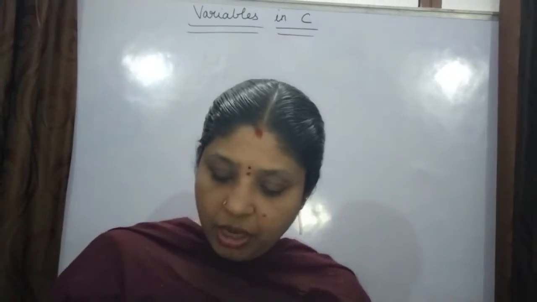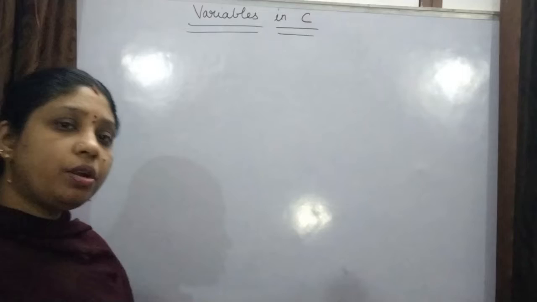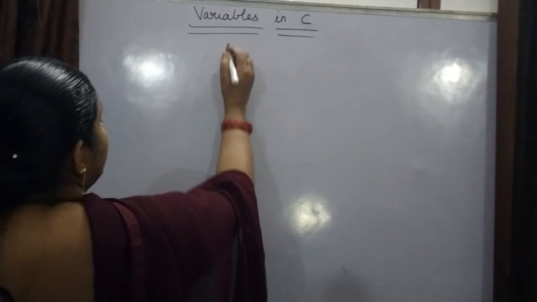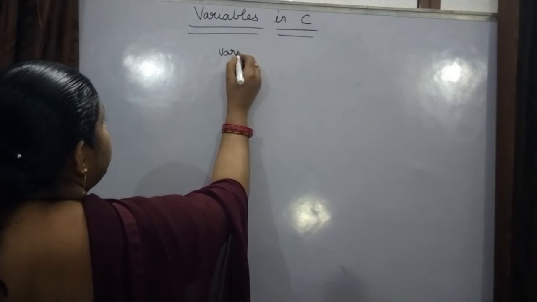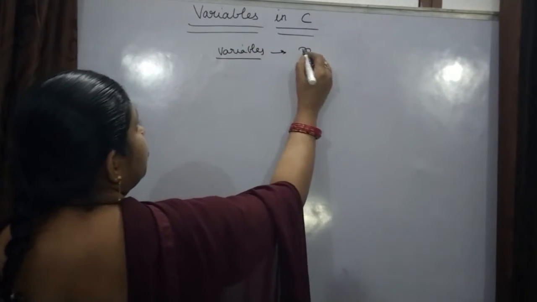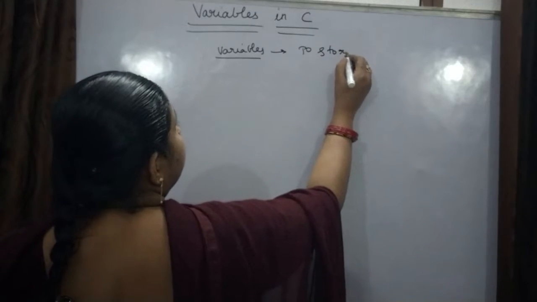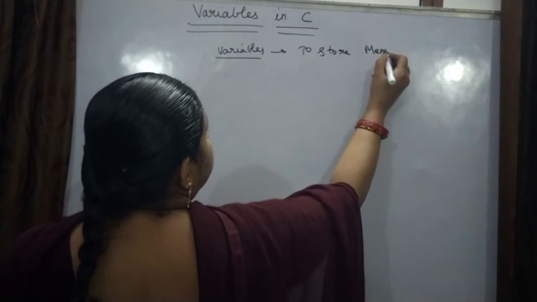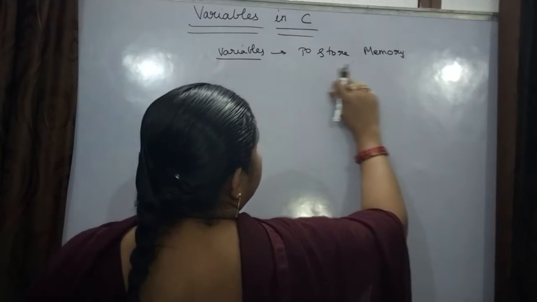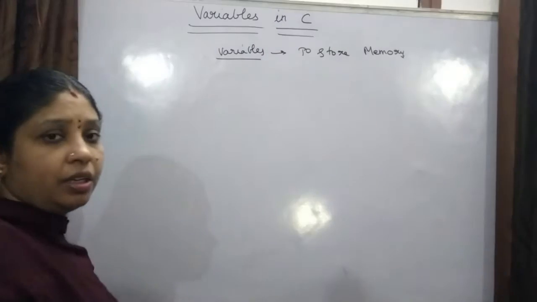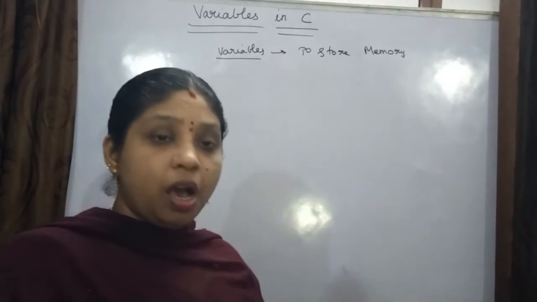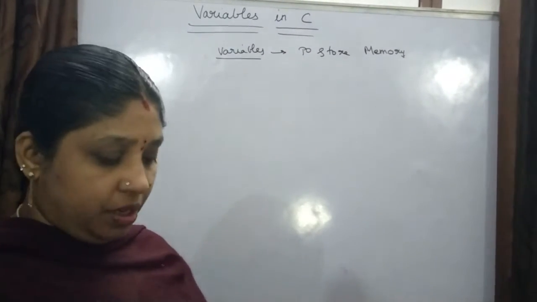Now variables. What are variables? Variables are used to store memory location. Actually this is used to store memory. Variables are used to store memory. How will they store the memory?